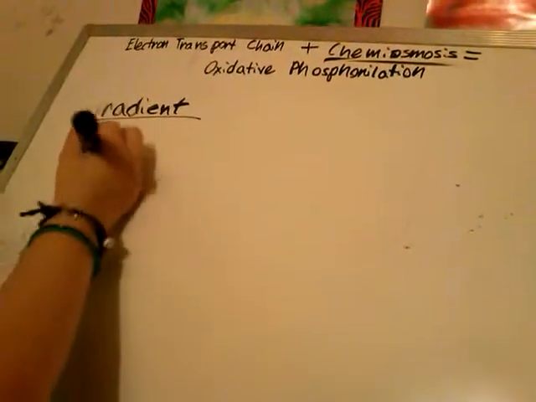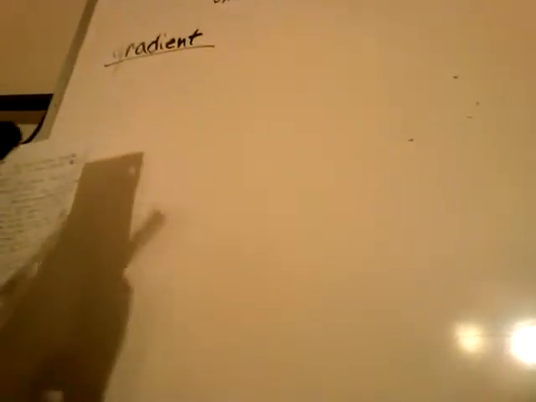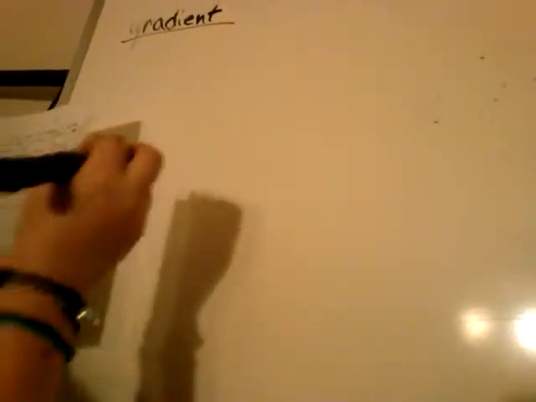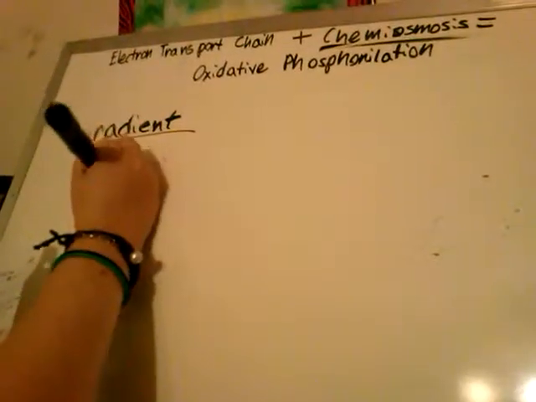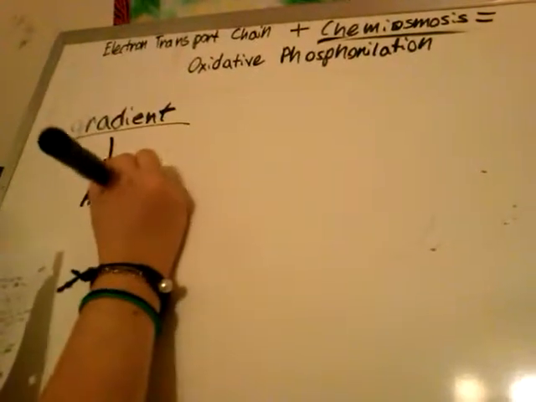And we have this beautiful little thing called ATP synthase. It's over here, ATP synthase. That little guy is a molecular machine. The protons go into the gradient, and then they're channeled into ATP synthase.